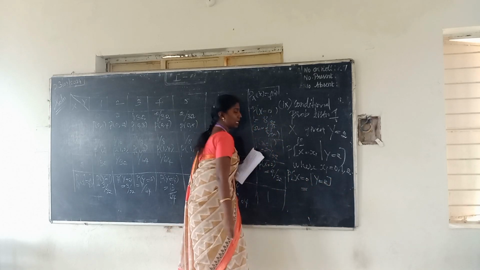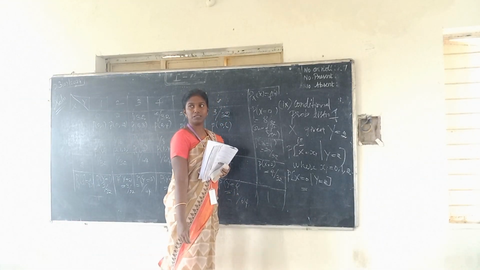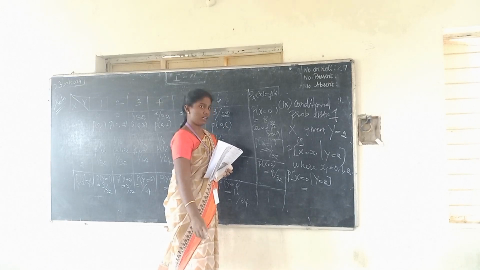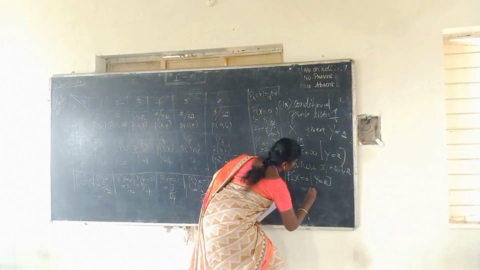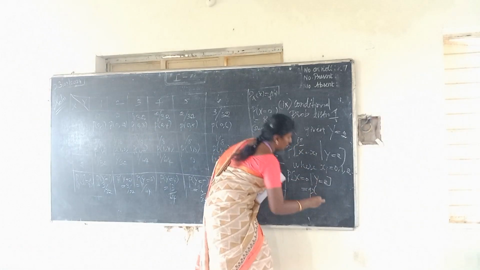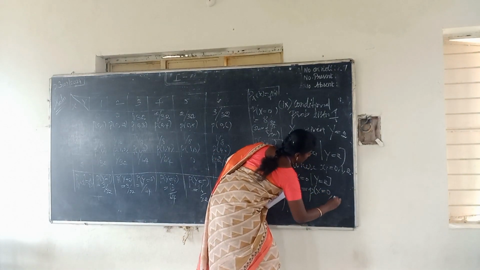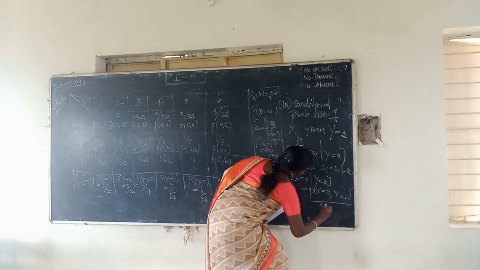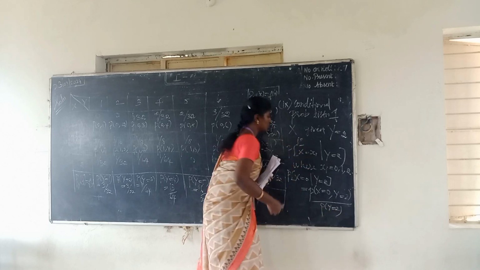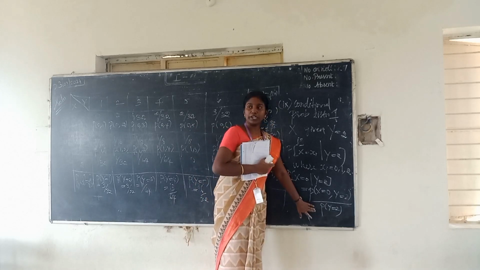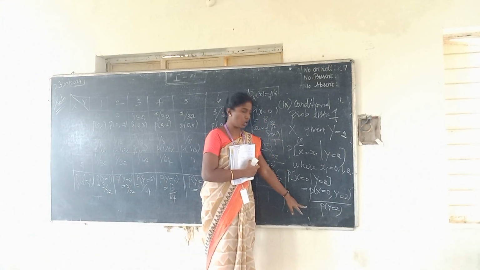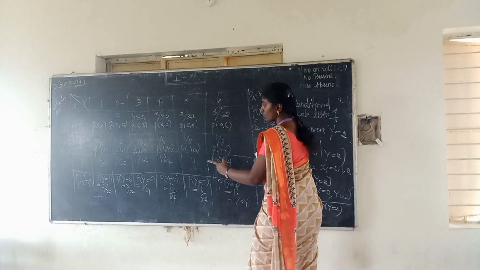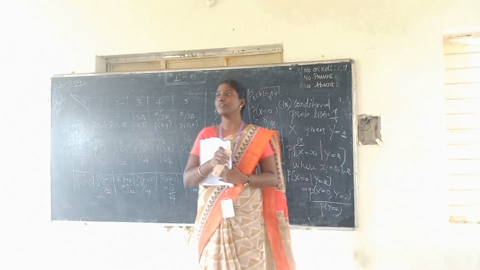So, what's our formula? Conditional probability: P of x equal to 0, comma y equal to 2, divided by P of y equal to 2. So in the denominator you have no confusion, right? You all know what is P of y equal to 2. What is P of y equal to 2? 3 by 32.